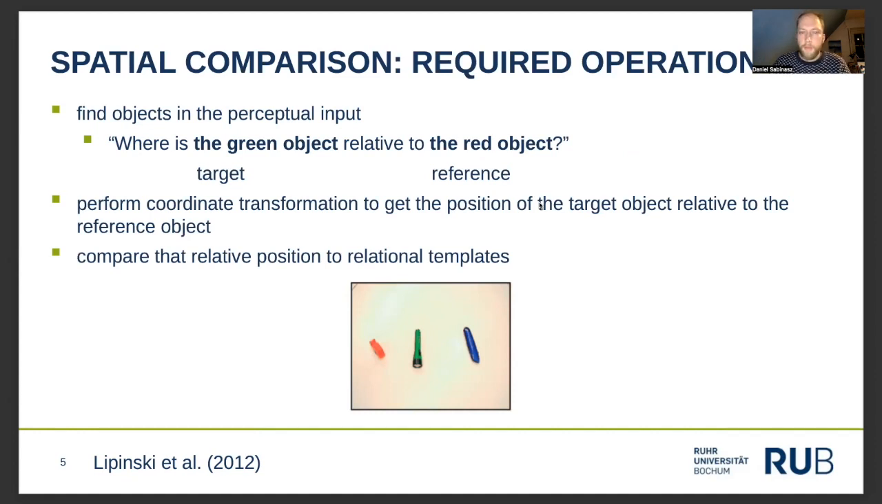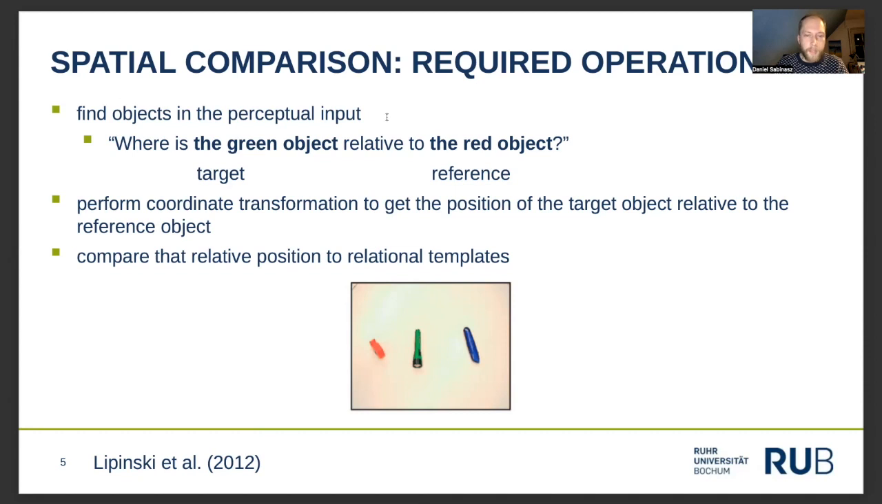So there are certain operations required in order to solve such a spatial comparison task with the means of DFT. The first one is to find the described objects in the perceptual input. So before we can answer where is the green object relative to the red object, we have to find both, first the green object, then the red object, and then we can test or determine which spatial relationship holds among these objects.